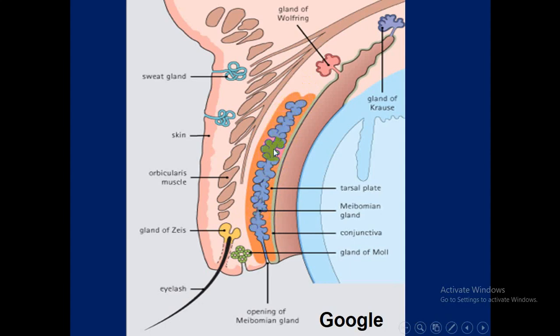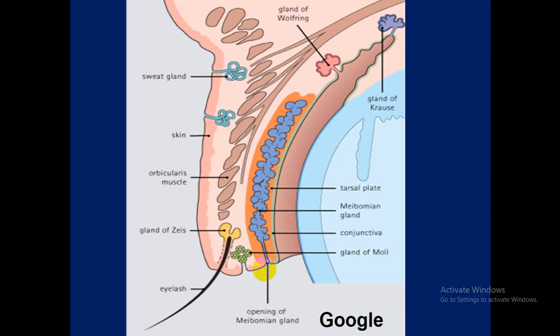It contains this blue, modified sebaceous tarsal glands with their ducts that open in the free margin of the lids. So the tarsofacial layer, the tarsal plate, this orange one, is a dense fibrous plate. It is similar in shape and gives support and form to the eyelid. It contains modified sebaceous tarsal glands with their ducts open in the free margins of the eyelids.